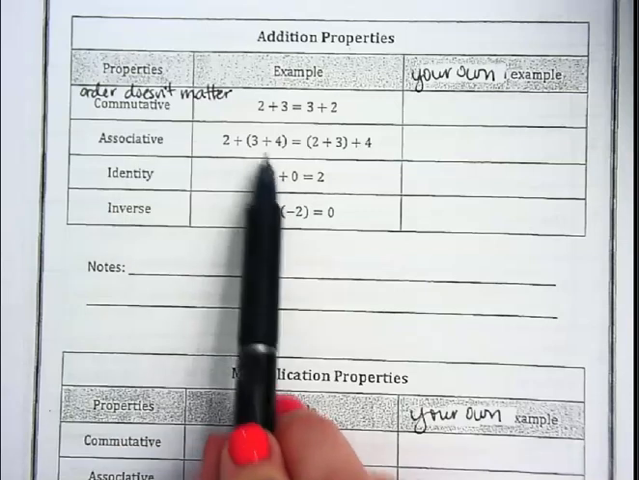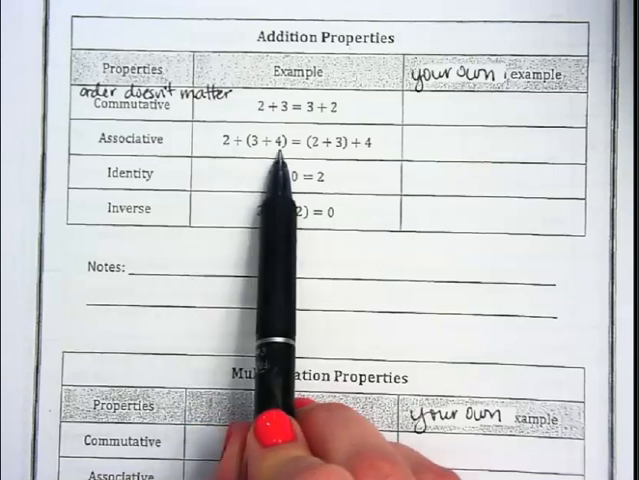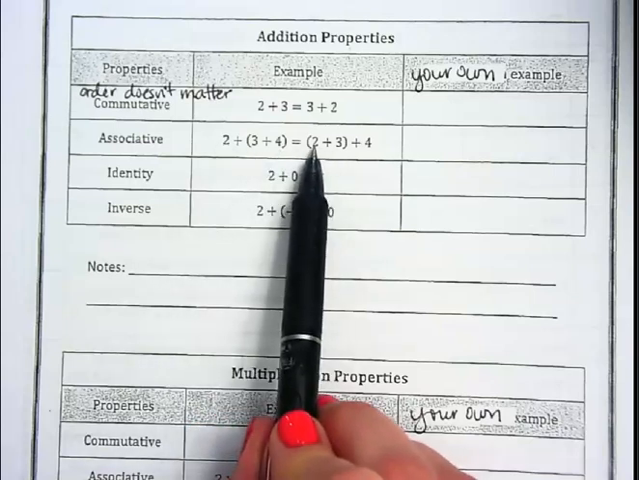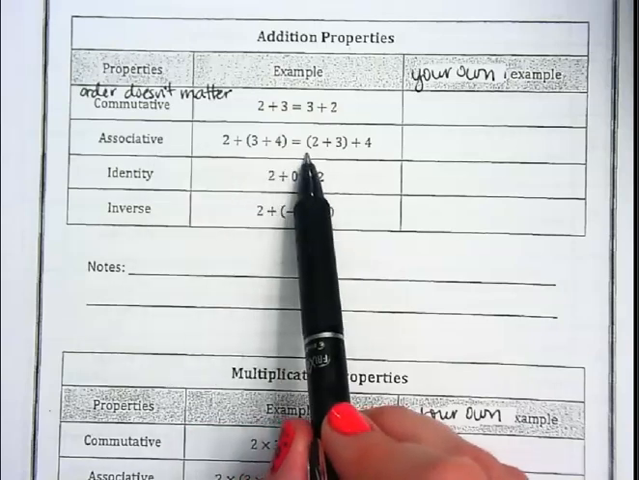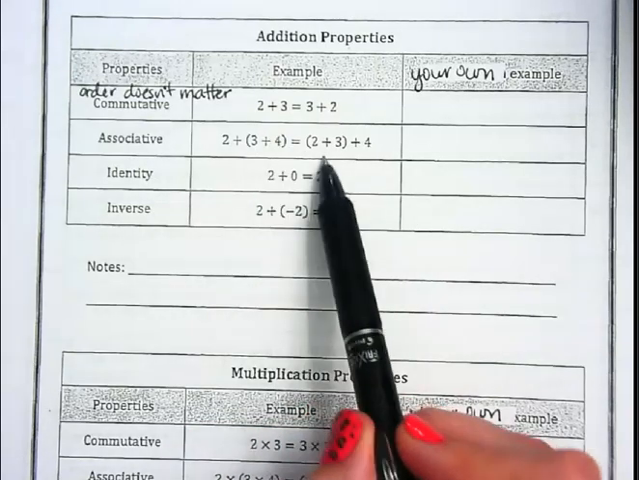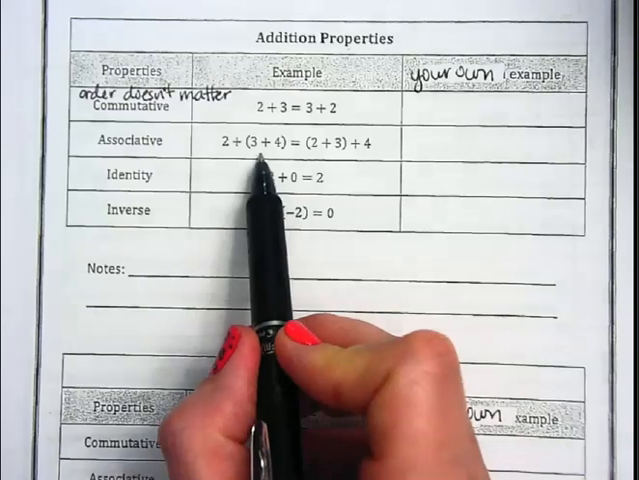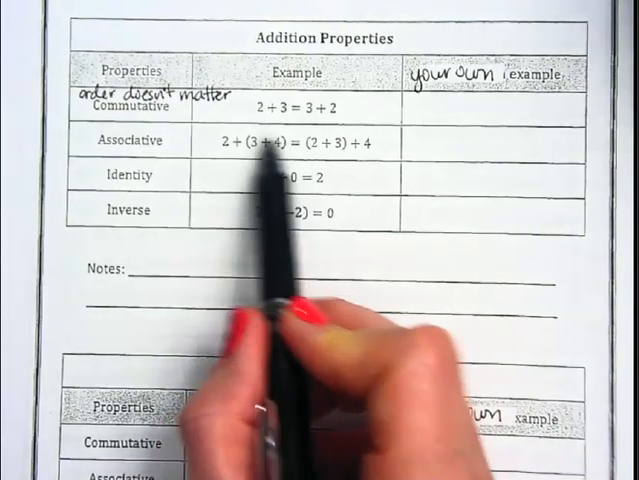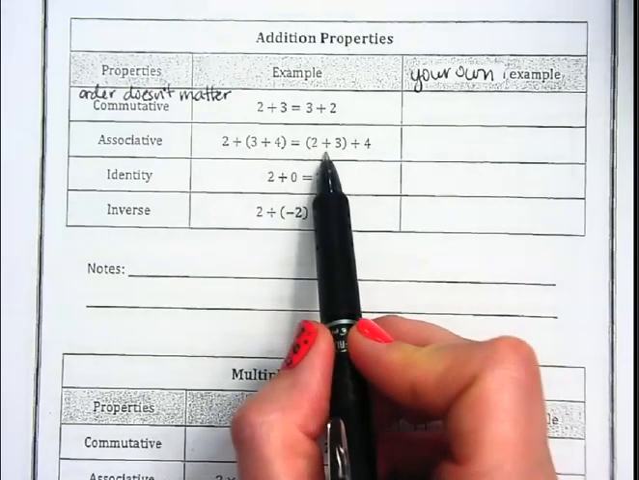The associative property, you'll notice that in this case, the order is the same. On the left side, the numbers go 2, 3, 4. And on the right side, the numbers go 2, 3, 4. So in this property, the order hasn't changed. What's changed is where the parentheses are. They are grouping different numbers together. So on the left, the 3 and the 4 are grouped together. And on the right, the 2 and 3 are grouped together.